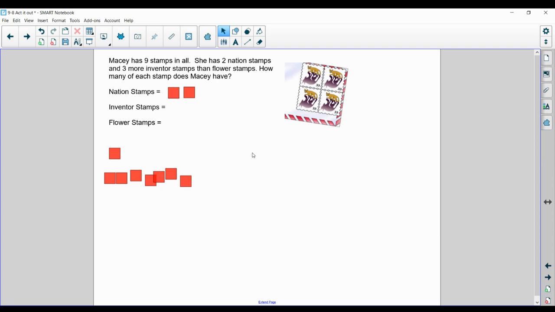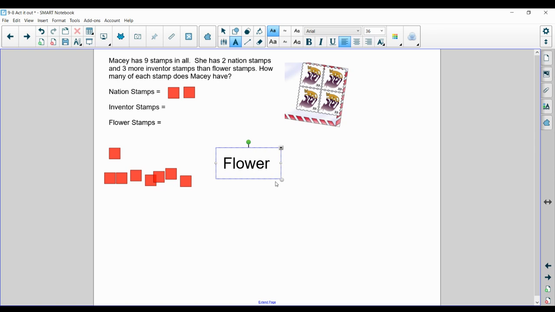So whatever this is, the flower stamps plus 3 is going to equal the inventor stamps. So let me put that into a number sense. What I'm thinking here. She has 3 more inventor stamps than flower stamps. So if I have my flower stamps and I add 3 to it, it's going to equal my inventor stamps. Just my thinking.